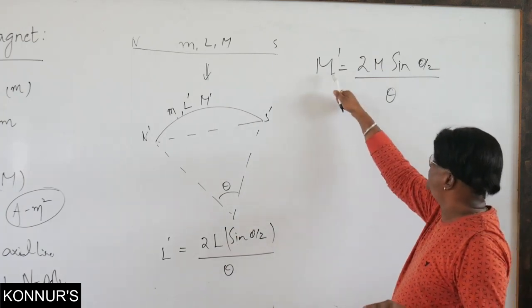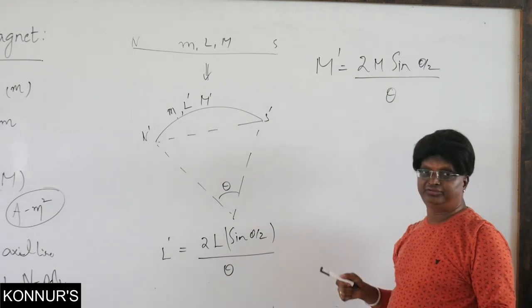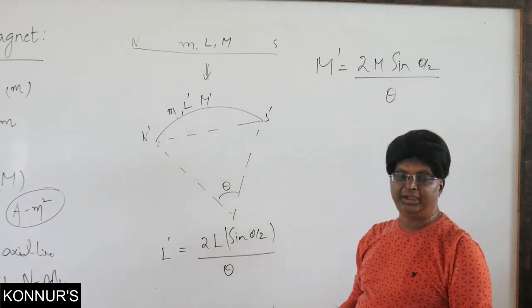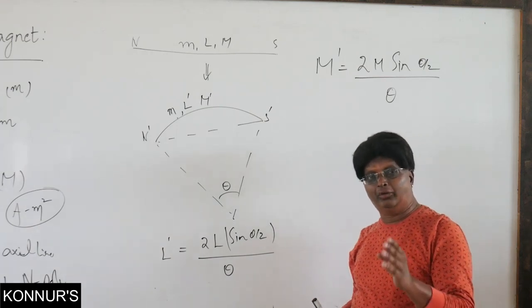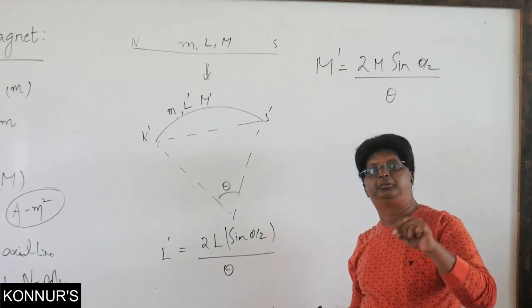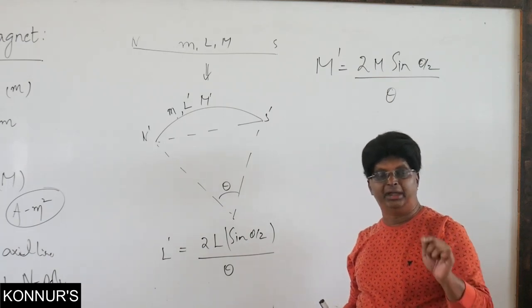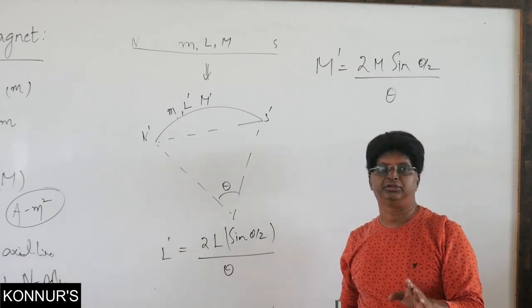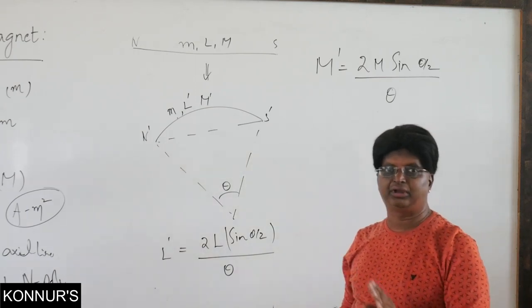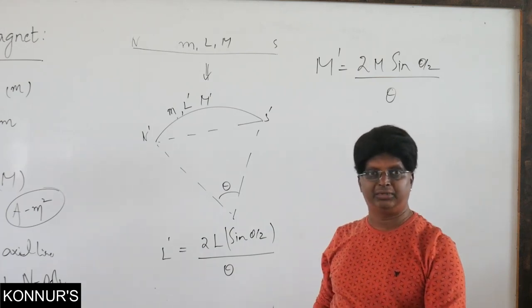And one more thing, what does M refer to? M is that of the straight needle. M dash refers to the bent needle. Remember, it is not always that a straight one is made into a bent one. Maybe the question is just the reverse, a bent one made straight also. So please don't ever take it for granted. Read the question thoroughly and fully, then only use your fundamentals.